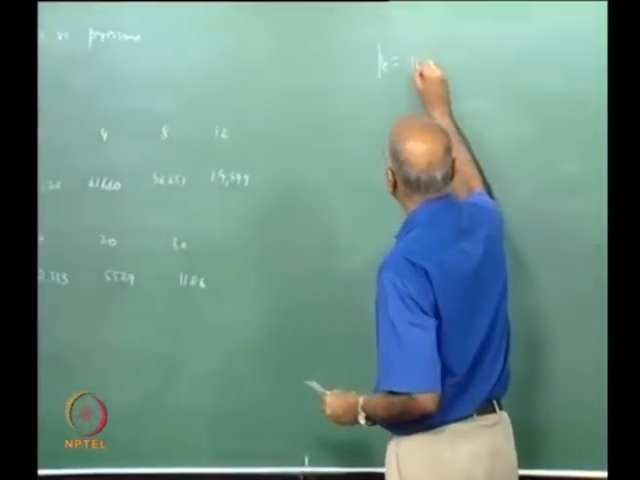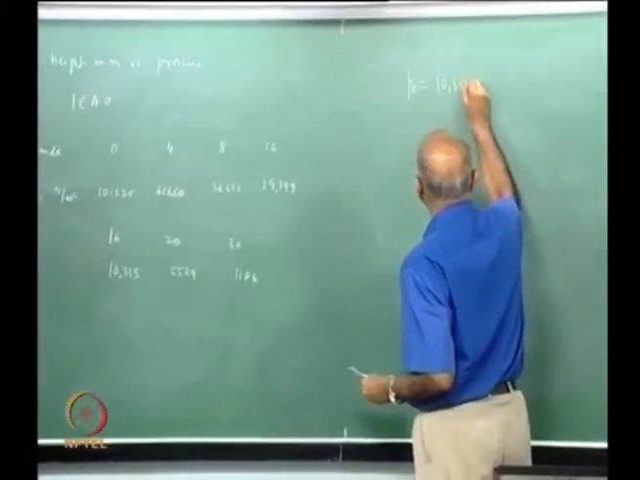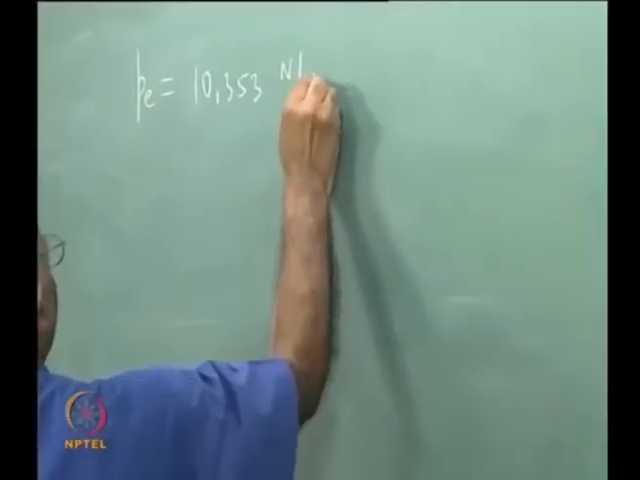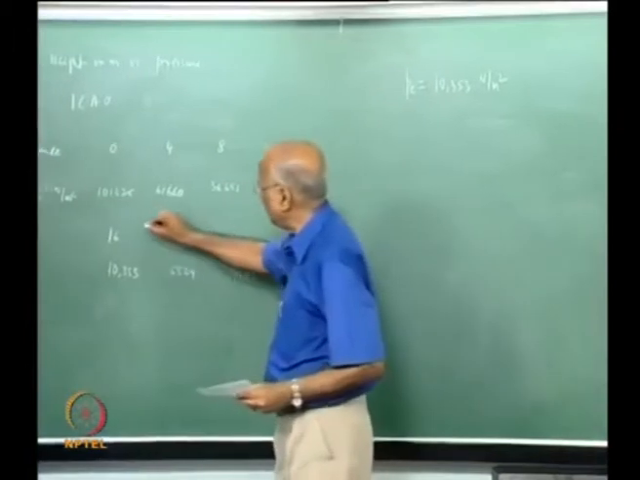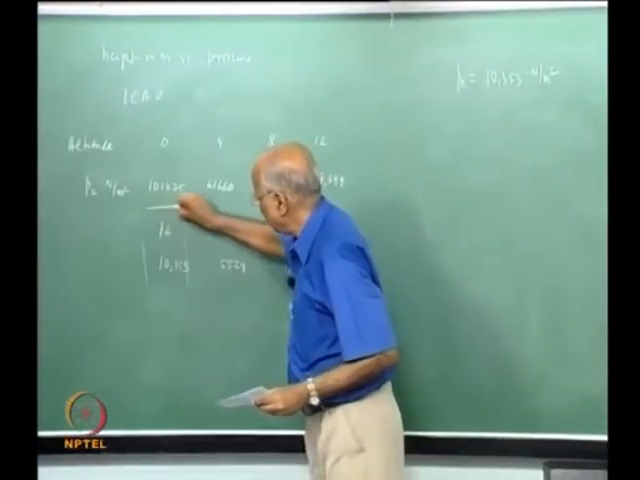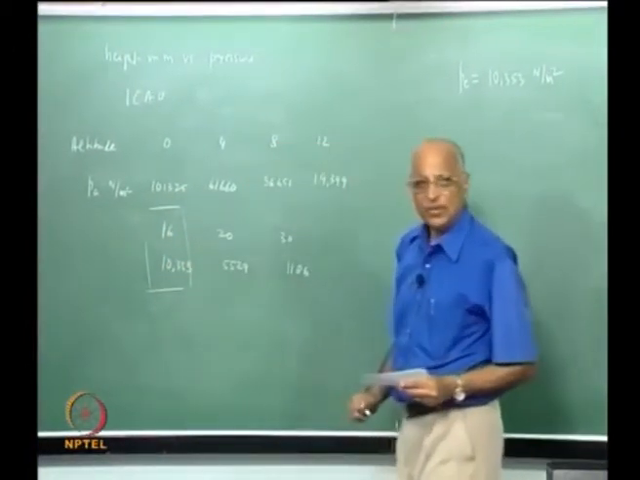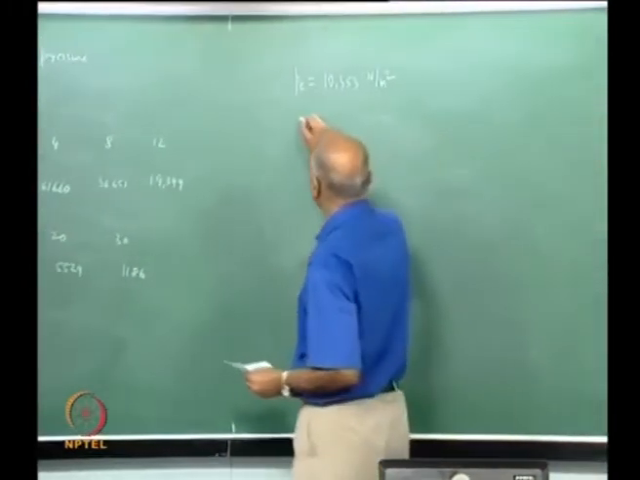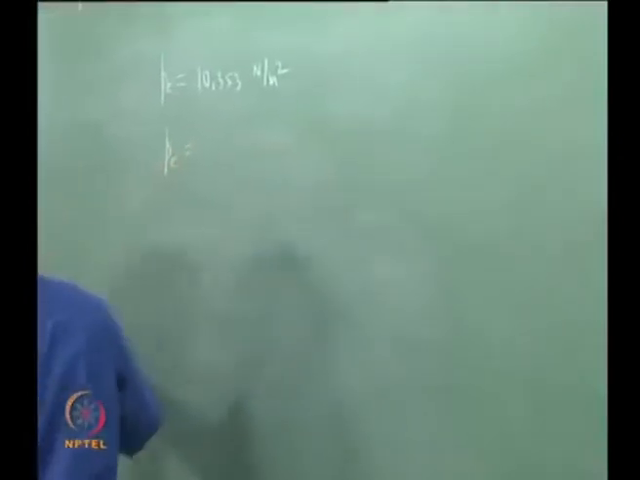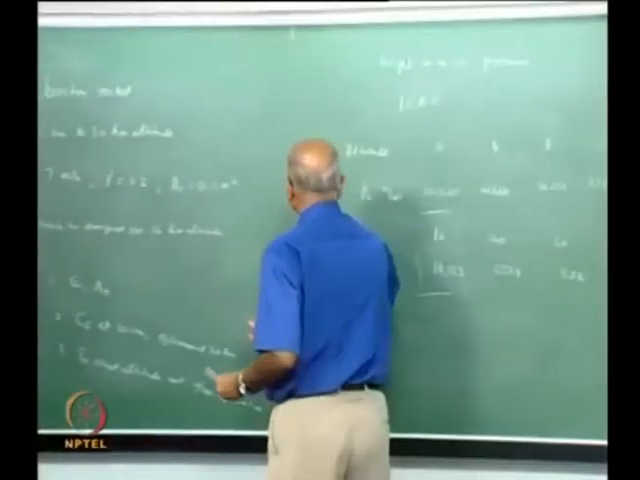$10,353. Because the nozzle is designed for this particular altitude. That means here 10,353. Other data is given. What is the value of PC? It is, I go back, 7 MPa.